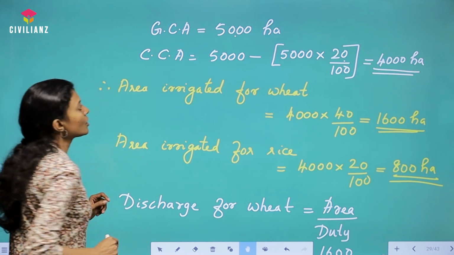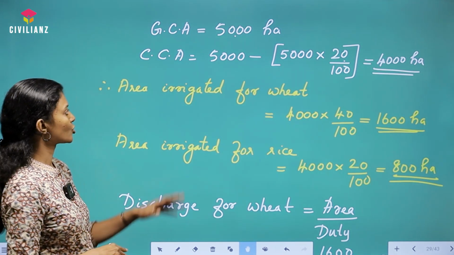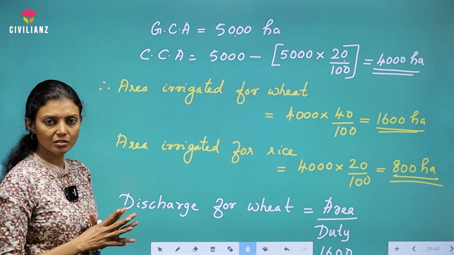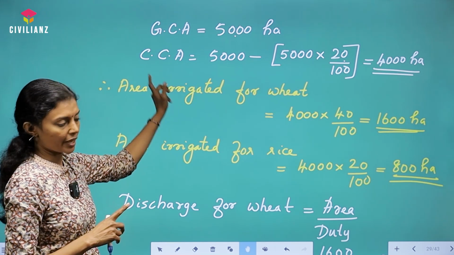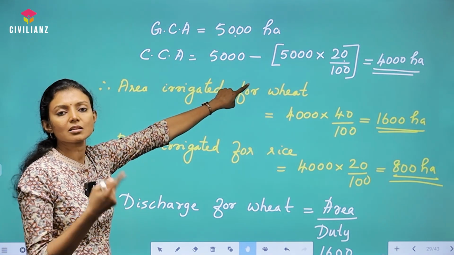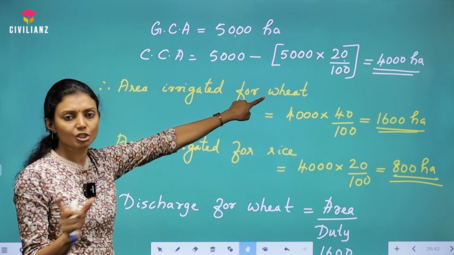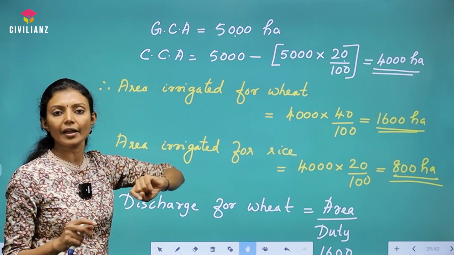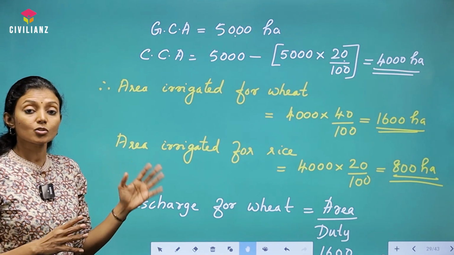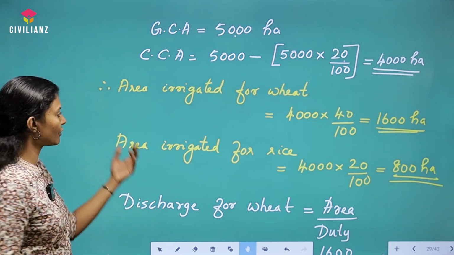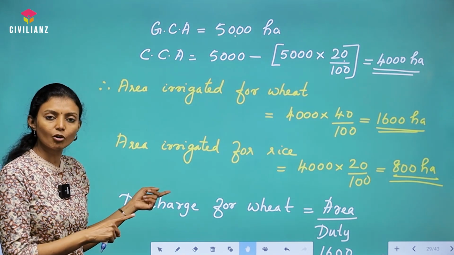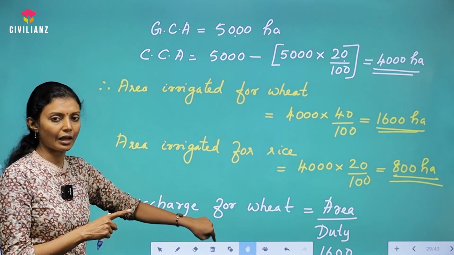Let us see. So initially, as I have already told, GCA is 5000 hectare. I am going to find out CCA. GCA minus unculturable area. Here 20% of area is not culturable. So you get CCA as 4000 hectare. So now since we have CCA, we can easily find out the portion of CCA irrigated for wheat and rice.